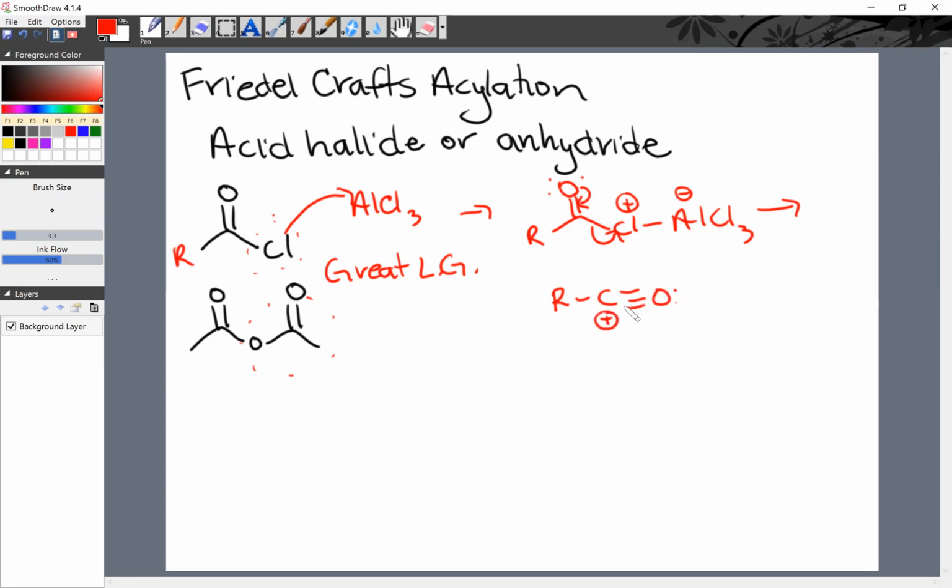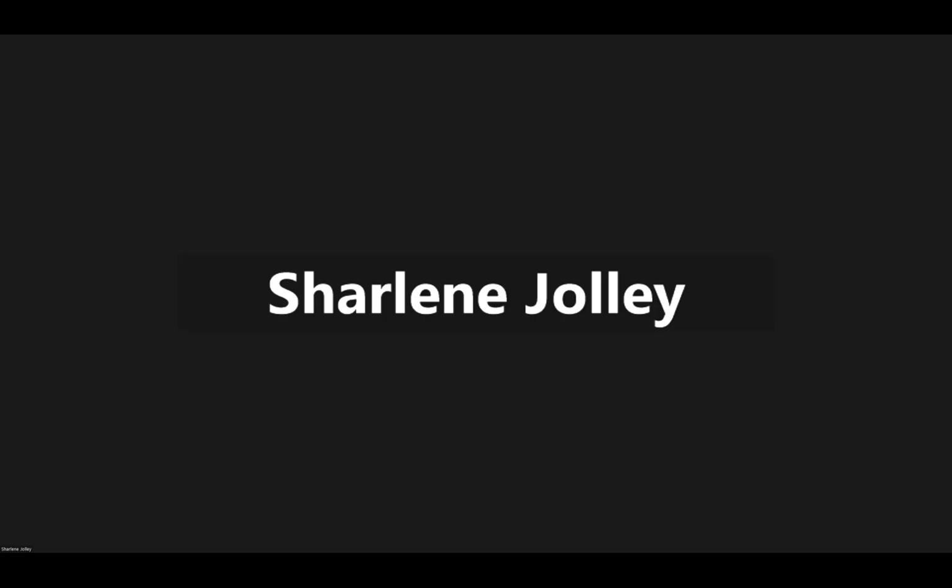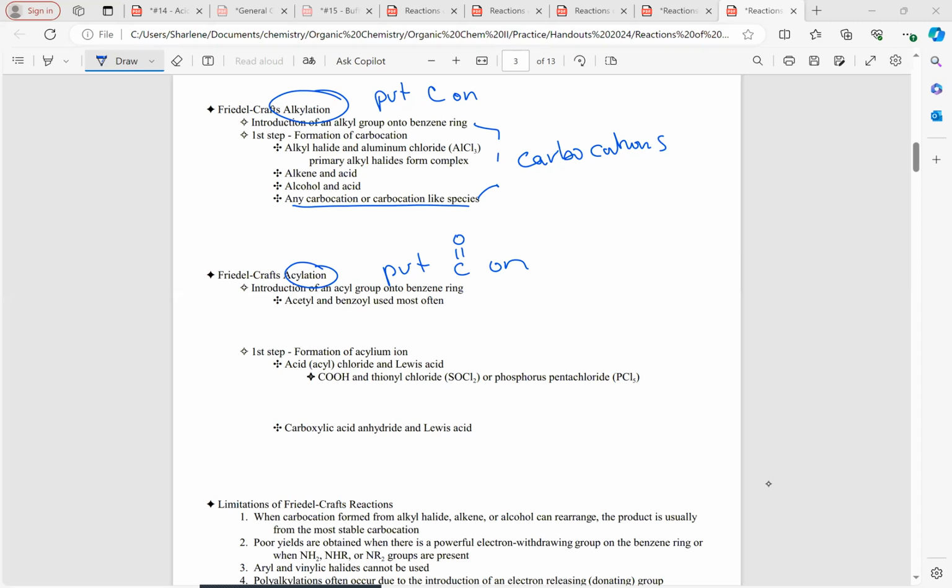And there's the key to the Friedel-Crafts acylation. It's the formation of this cation. Okay, technically it's a carbocation, but it has its own name. So I'm going to go over to the notes. All right, so for Friedel-Crafts acylation, okay, where are we at?